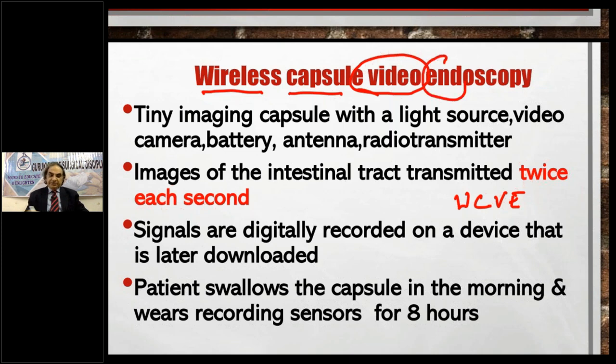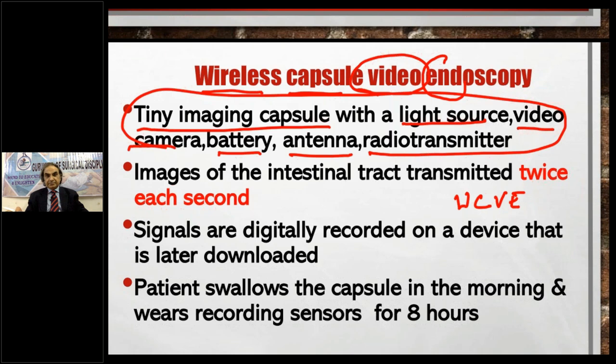This capsule we make the patient swallow. It is a tiny imaging capsule with a light source, a video camera, battery, antenna, radio transmitter. It's like a small robot that you ingest. It goes through your stomach, through the small bowel, the large bowel, and then finally comes out. You collect it. It takes pictures of the entire GIT, and it keeps transmitting pictures twice each second. Then signals are digitally recorded on a device that is later downloaded.